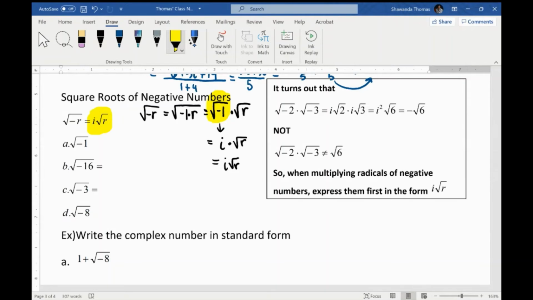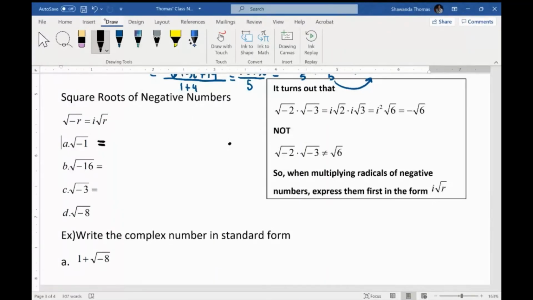So let's start with A. We're going to take it slow. Square root of -1 is what again? Let's practice. What is the square root of -1? The same thing as I. I'm going to ask you that about 10 times before I let y'all go today. So yes, I.